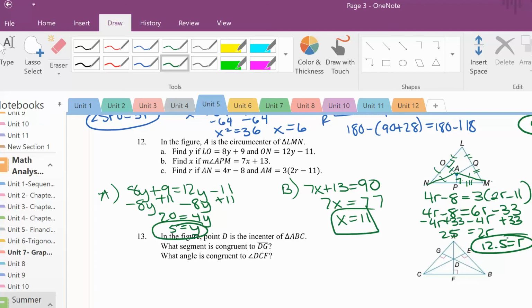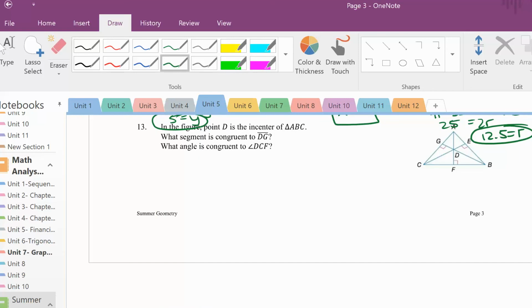All right, so number 13. In the figure, point D is the incenter of triangle ABC. What segment is congruent to DG? Well, it would be either DE or DF that would be congruent to DG. What angle would be congruent to DCF? That would be DCG, because it's the angle bisector.